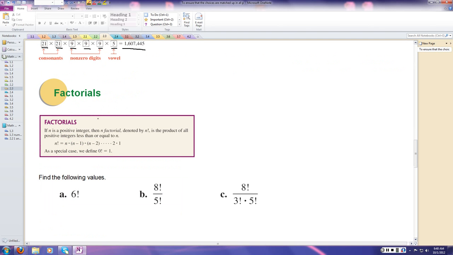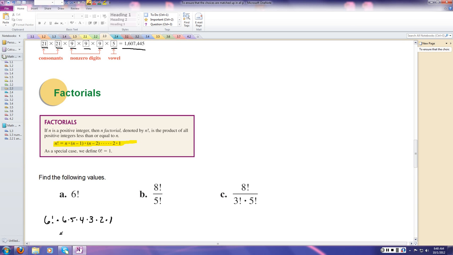Factorials. Factorials are useful when we get to combinations and permutations, which is in 2.4, to be able to evaluate a factorial. The factorial function is defined as taking n times n minus 1 times n minus 2 all the way down to 2 times 1. So if we look at this example, 6 factorial, that's going to be 6 times 5 times 4 times 3 times 2 times 1.